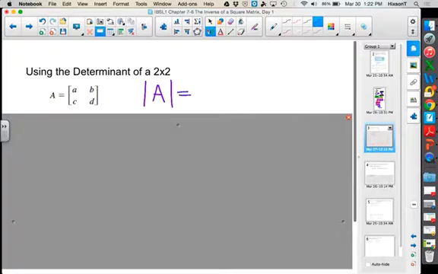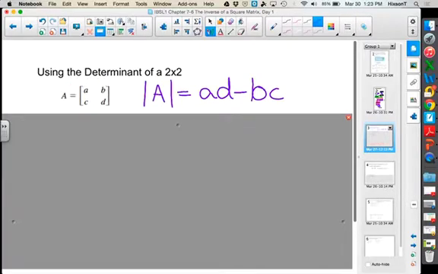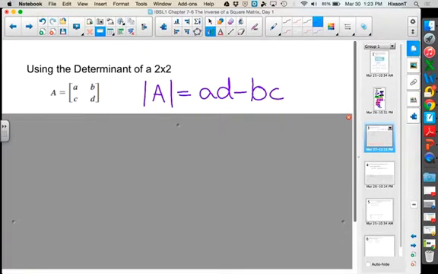But what we're doing to find the determinant of a 2 by 2 matrix is we look at the 2 diagonals of our matrix, A and D, and we're going to multiply A times D. And then we look at this diagonal as well, B and C. We're going to multiply B and C, and then we're going to subtract them. Okay? It's actually a really simple process here. We find the determinant of A.